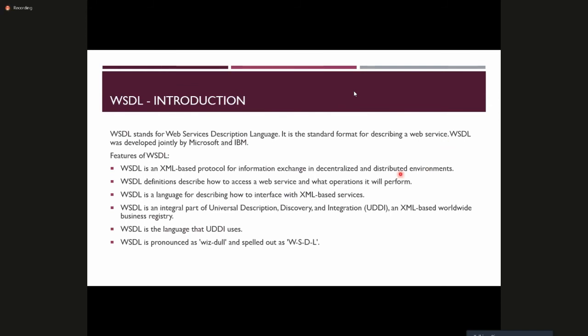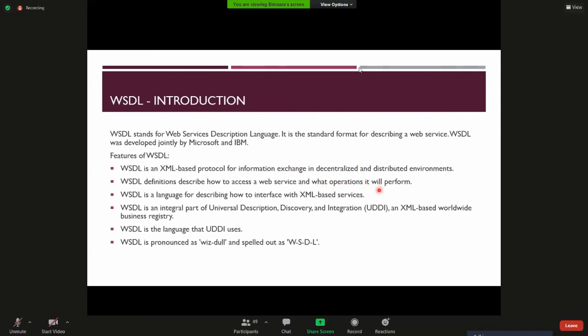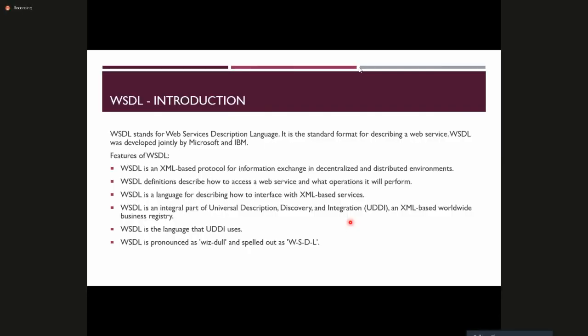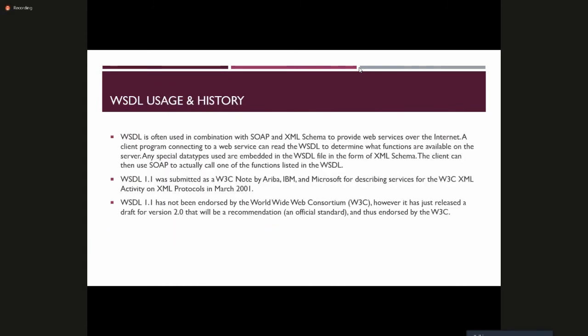So in here, WSDL defines how a web service can be accessed, what the data types are, and what operations it will perform, right? And how it works, the entire thing. Moving forward, WSDL is often used in combination with XML Schema to provide web service orientation. So XML Schema we learned now, right?